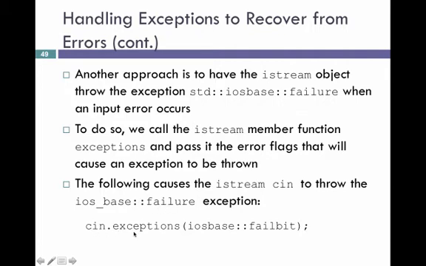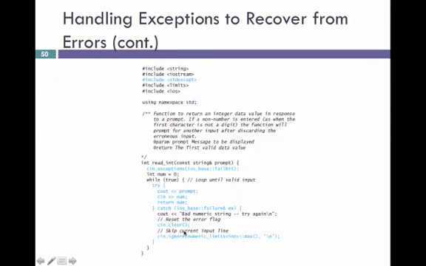So if we call it in advance with cin.exceptions and pass it the fail bit, that instructs the stream to throw this failure error when an error occurs. And let's see how this is used.